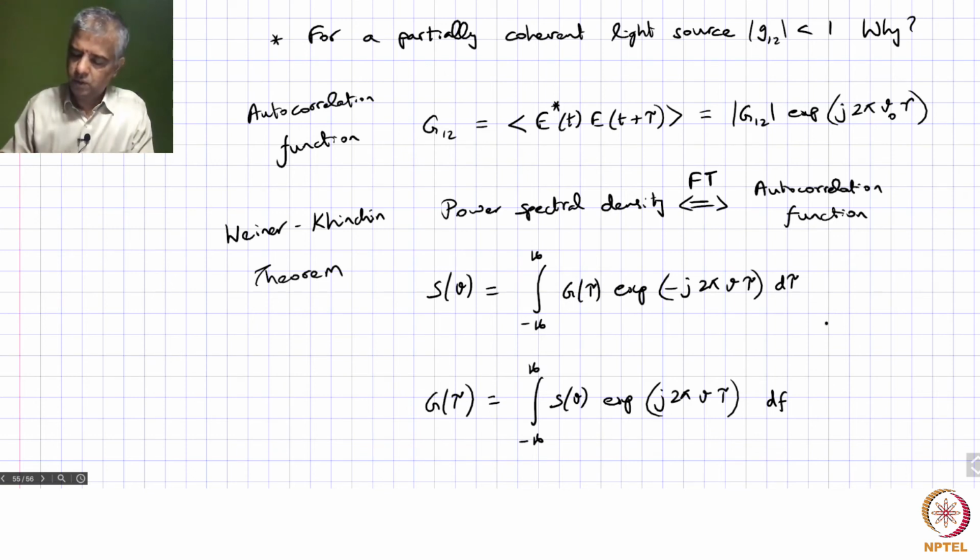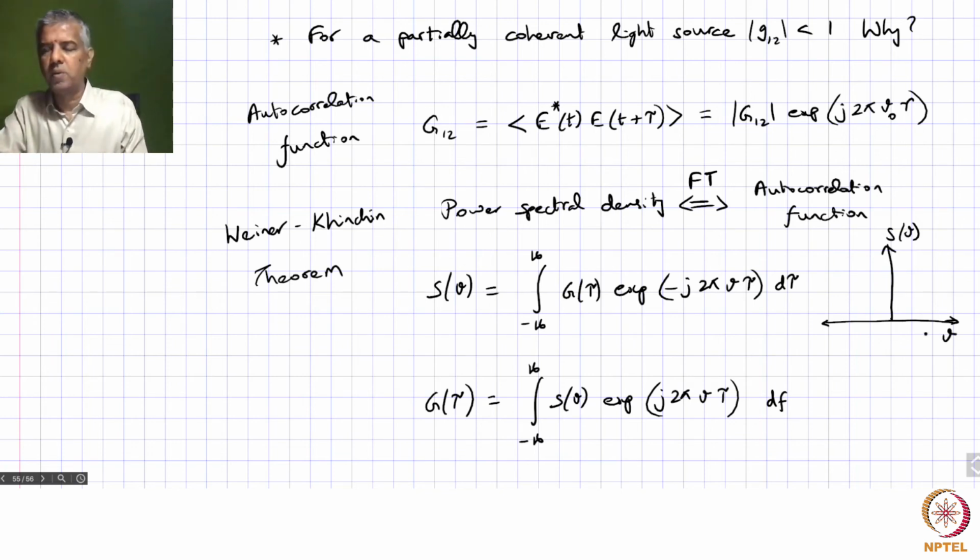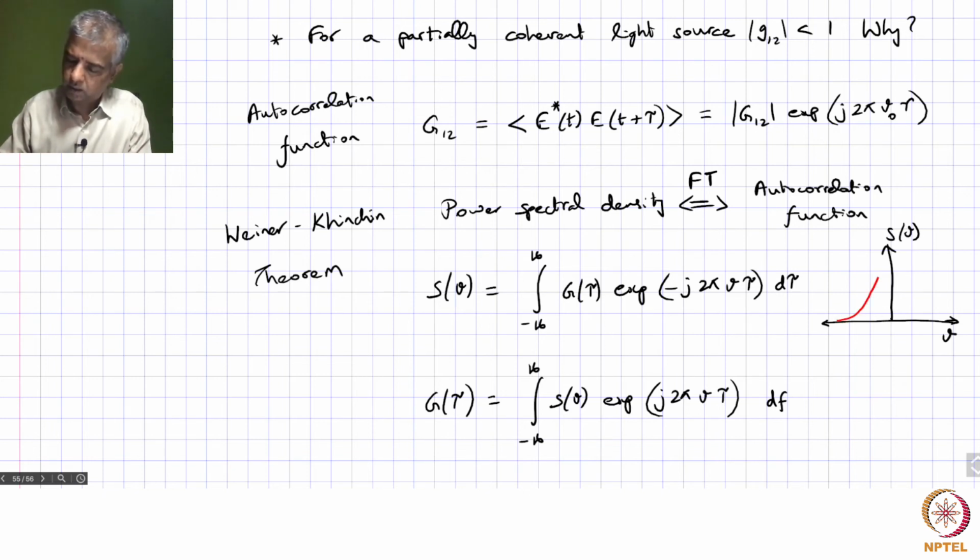So, essentially if you know the power spectral density, let us say you use a spectrum analyzer and you are able to figure out the power spectral density, and let us say the power spectral density is something that looks like this, then based on this you can actually take a Fourier transform.